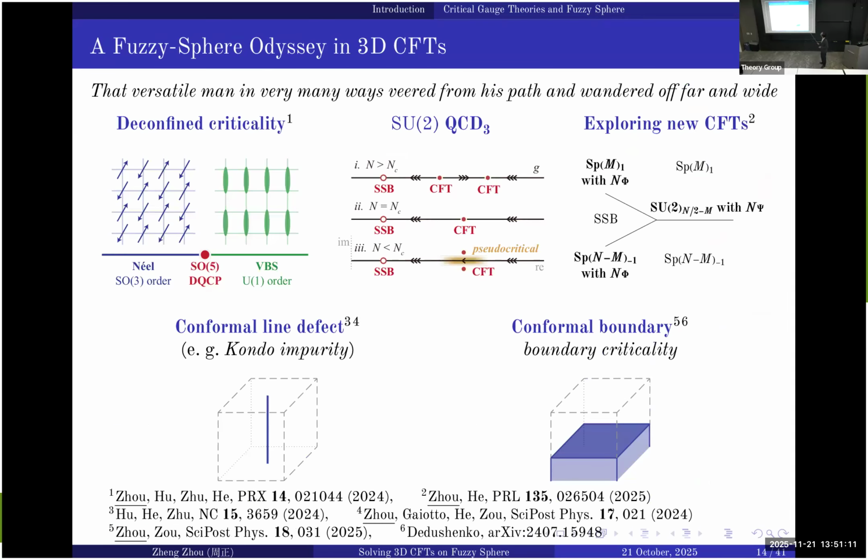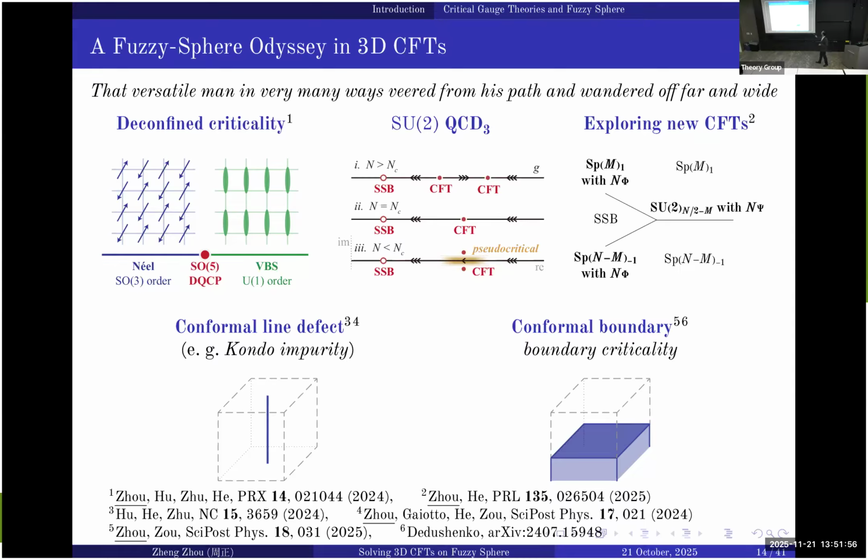So using the fuzzy sphere, we have studied many CFTs that people did not know how to study before. For example, we have studied the SO(5) deconfined criticality, and we have extended it to the SU(2) QCD3. We have determined that the SU(2) QCD3 flows to a conformal fixed point at large number of flavors. We can also explore new CFTs. So beyond the bulk CFTs, we study the conformal line defects, for example, the Kondo impurities, and the conformal boundaries or the boundary criticalities as well.